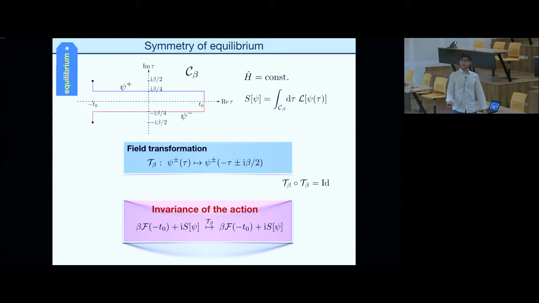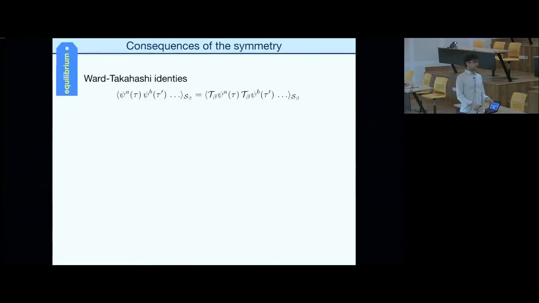So it's a discrete symmetry, not a continuous symmetry, because it sends t to minus t basically. It's involutive, so if you repeat it twice, you go back to your initial point. It has a unit Jacobian, etc. So once we have this symmetry of the action, we can derive very nice things for free. We have these so-called Ward-Takahashi identities.